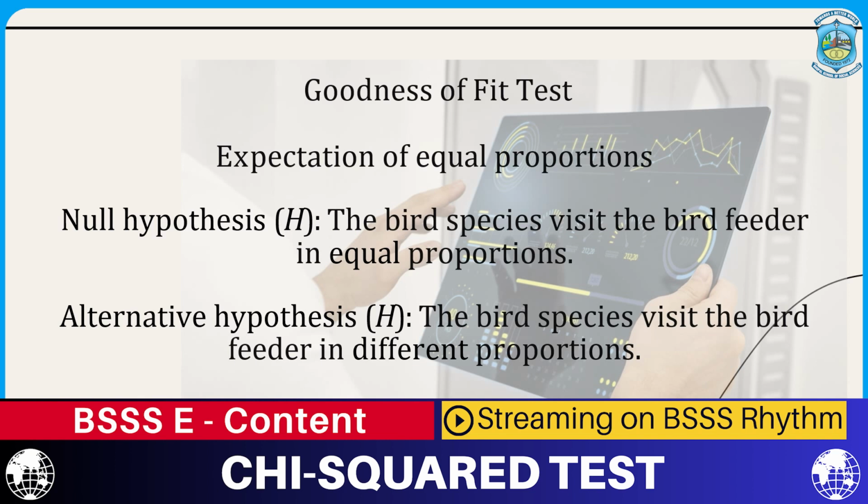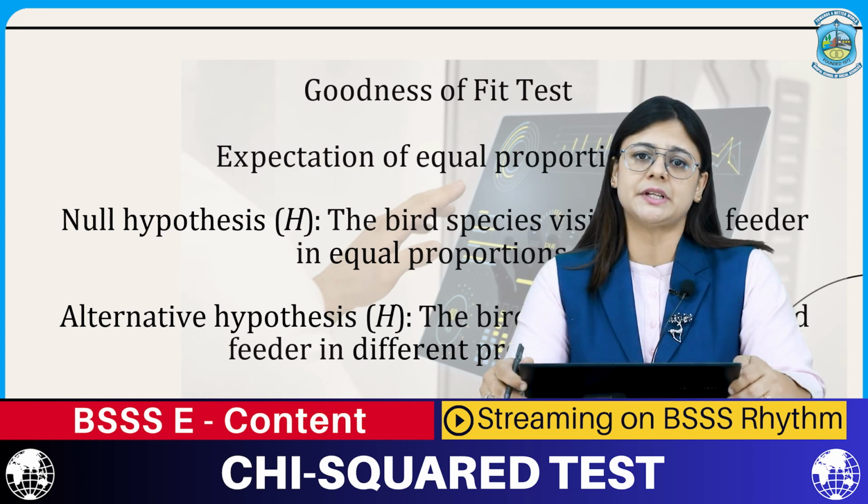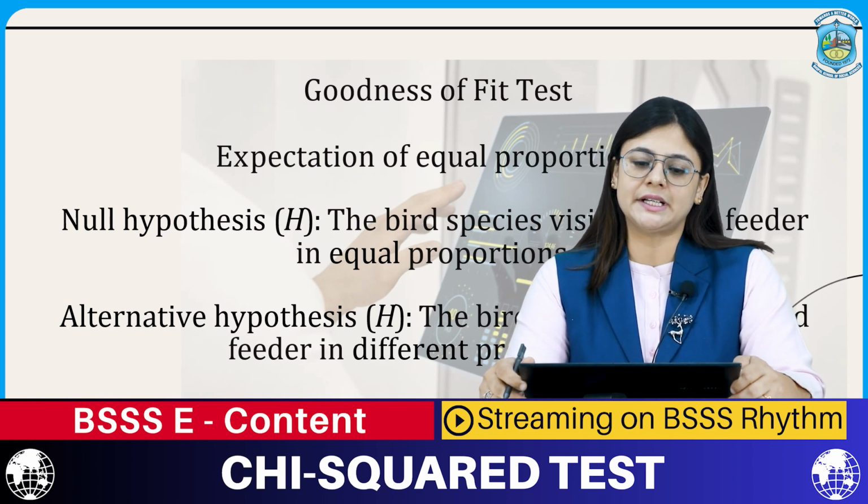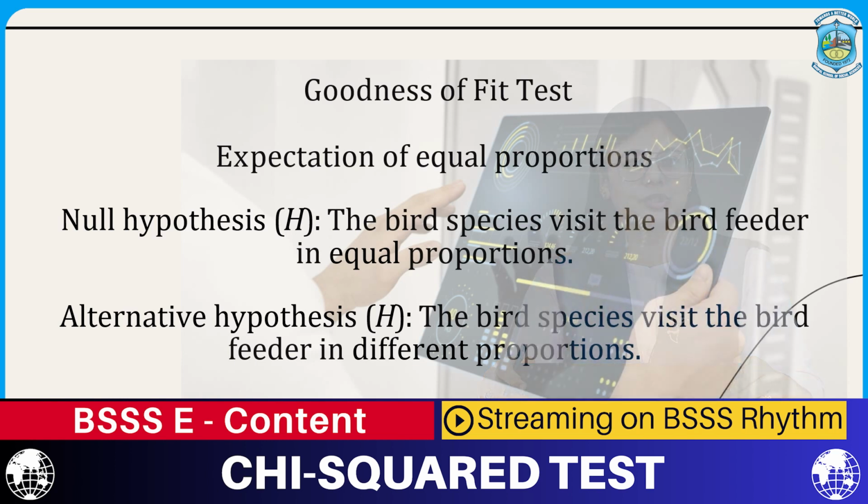Let's say the null hypothesis would be that the bird species visit the bird feeder in equal proportions. For example, if we are conducting research on different bird species visiting the bird feeders at different points in time, are they all equal in numbers? This can be categorized as the goodness of fit test under expectation of equal proportions. The alternative hypothesis would be that the bird species visit the bird feeder in different proportions.